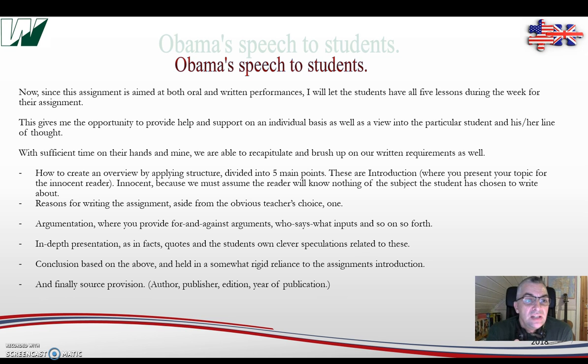Okay, so how to create an overview by applying structure divided into 5 main points. We always do that. These are introduction, where you present your topic for the innocent reader. Innocent because we must assume that the reader will know absolutely nothing about the subject the student has chosen to write about. Second would be reasons for writing the assignment, which will not include, well, the teacher told me to. We don't want that one.